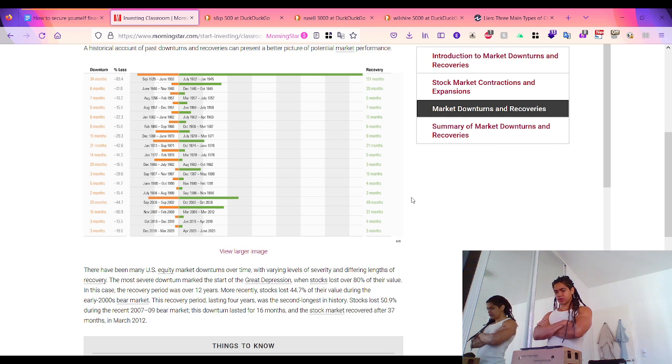So the Great Depression, when the stock lost over 80% of their value, 83.4%, Jesus. In this case, the recovery period was over 12 years, starting from July 1932 to January 1945.